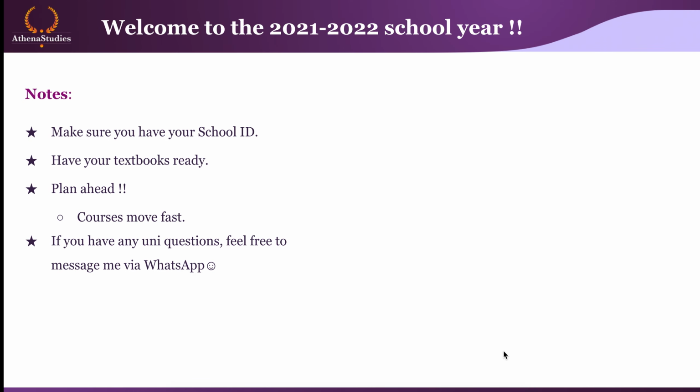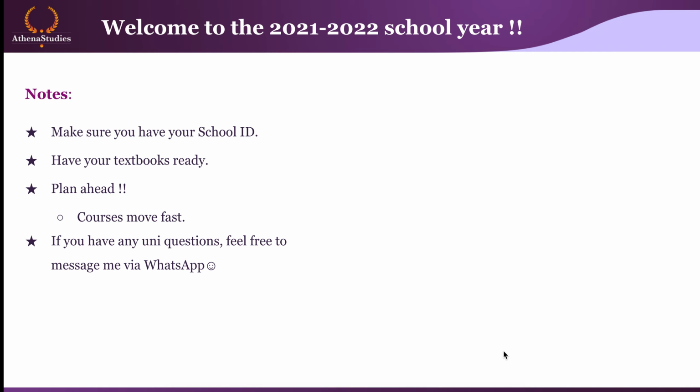But firstly, welcome to the 2021-2022 academic year. Some general notes about university: just make sure you have your school ID. You can use libraries with your school ID, and I believe on the university website there are instructions on how to get one. Also have your textbooks ready, because that is very important in terms of your courses. You will be using those.